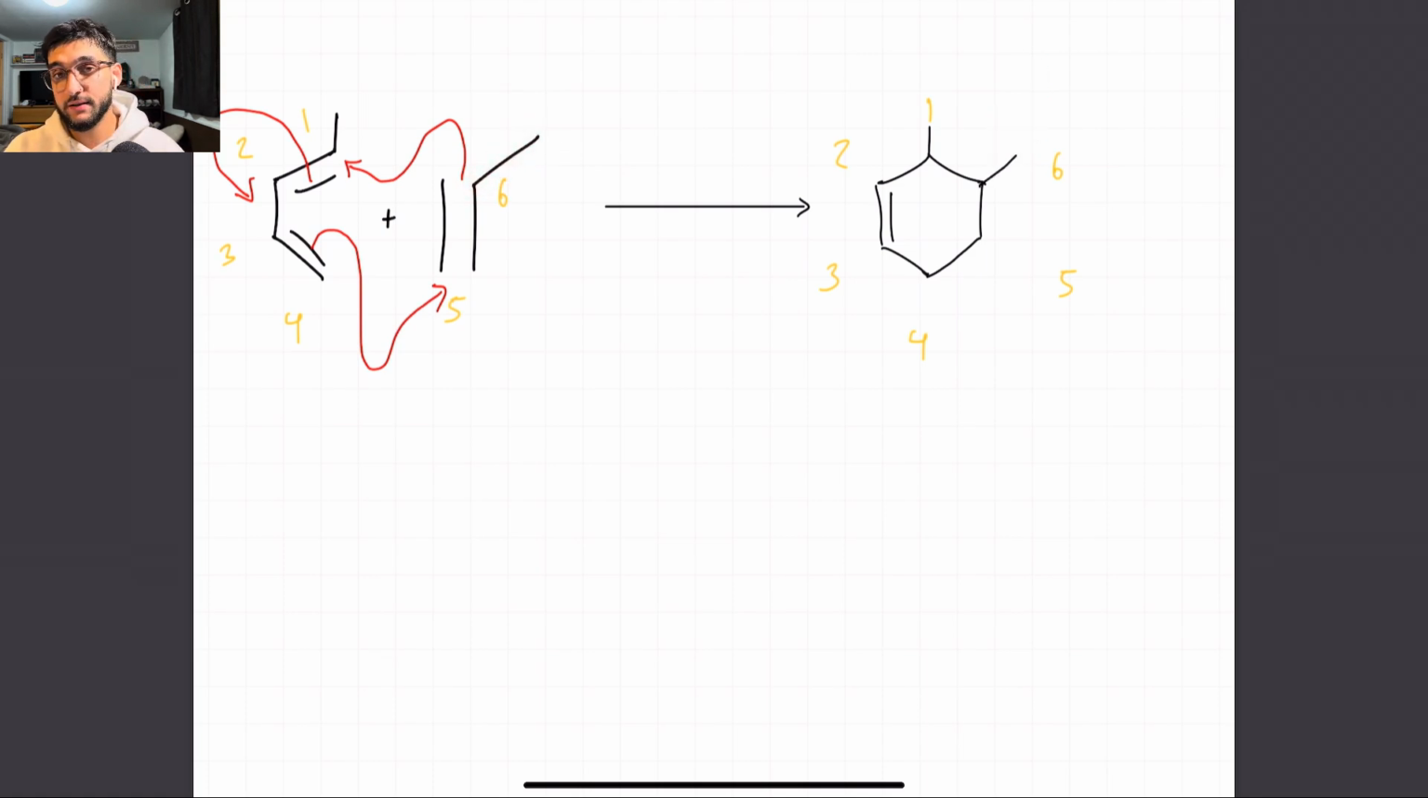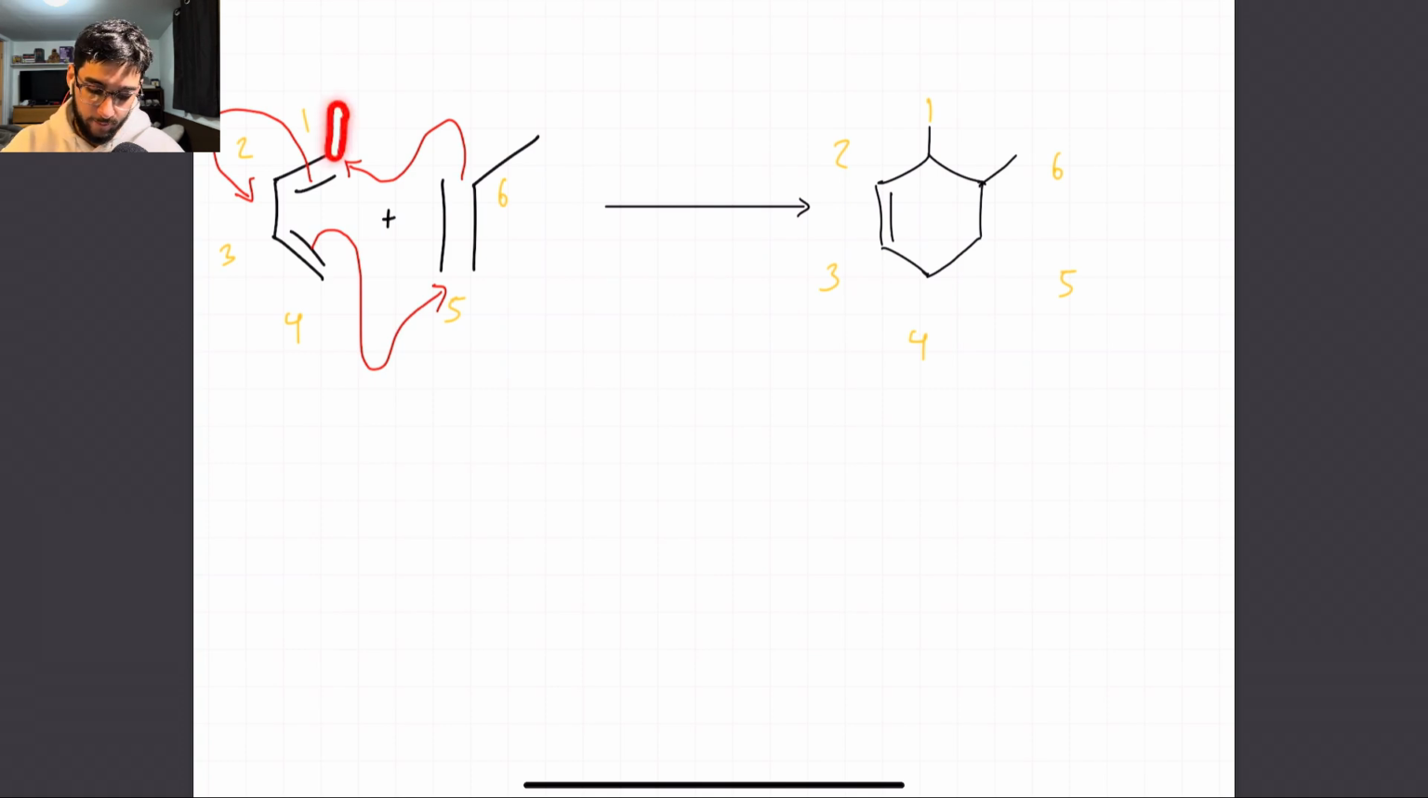However, there is some stereochemistry involved, but I'm going to show you some quick tips and tricks to be able to understand it a little bit better. So when we're looking at the stereochemistry, we'll start with the diene. Okay, so the diene stereochemistry, in my opinion, is a little bit easier to understand, and there's two different ways that we can look at it.